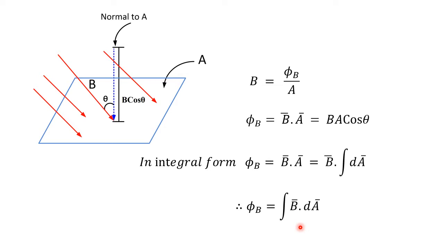Gauss law in the electric field is phi E equals integral E bar dot dS bar. Similarly here, magnetic flux equals integral B bar dot dA bar.